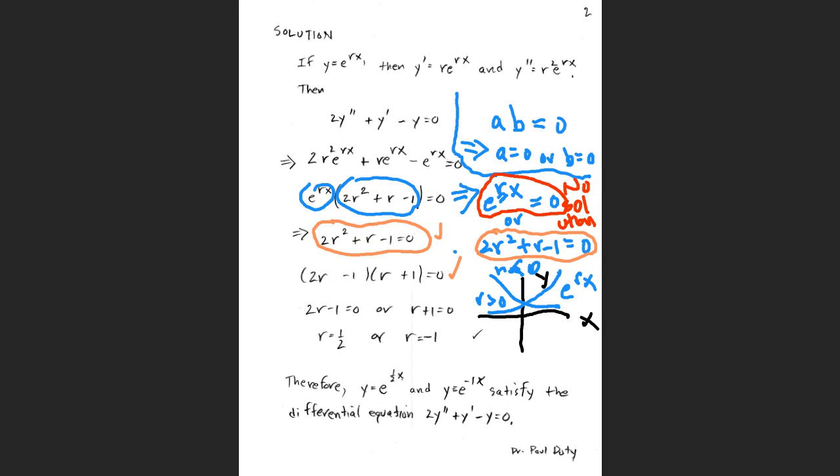So that means if 2r minus 1 times r plus 1 equals 0, then either 2r minus 1 equals 0 or r plus 1 equals 0. And so you get r equals a half or r equals -1. And so there are two possible solutions.